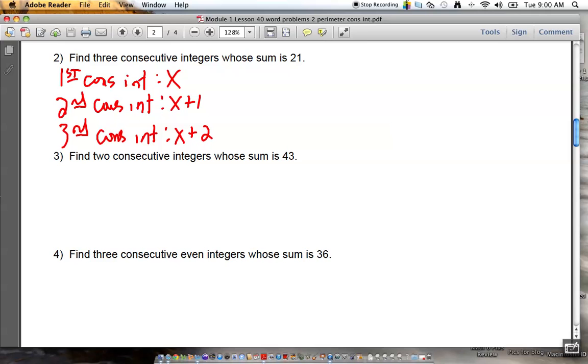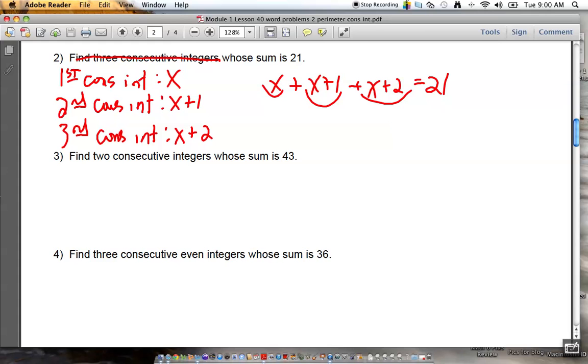And then, oh, by the way, I can cross this out. Here's my 3 consecutive integers. What does it say next? Whose sum is 21. Well, how do I find the sum? Add them up. So I do x, plus x plus 1. There's my first one, there's my second one. What goes next? X plus 2. That's my third one. Is equal to 21.